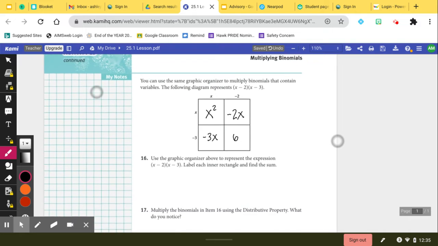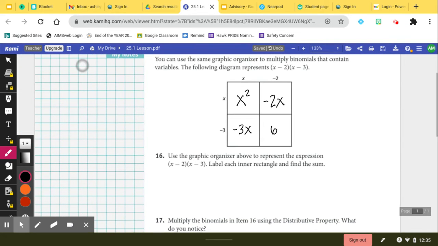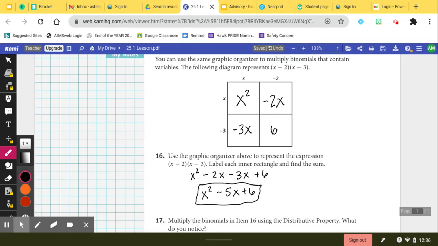So now I'm going to write these as the sum of these products. So we have x squared minus 2x minus 3x plus 6. And then we can combine like terms. So -2x minus 3x is -5x. So this becomes x squared minus 5x plus 6. So this is my final polynomial.